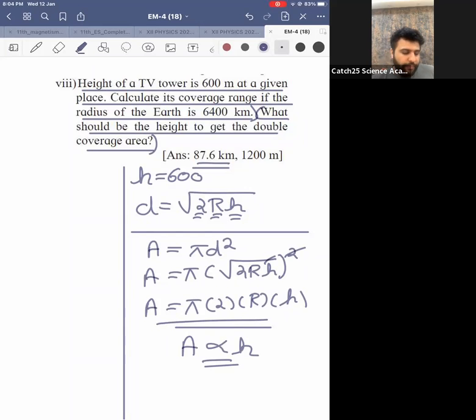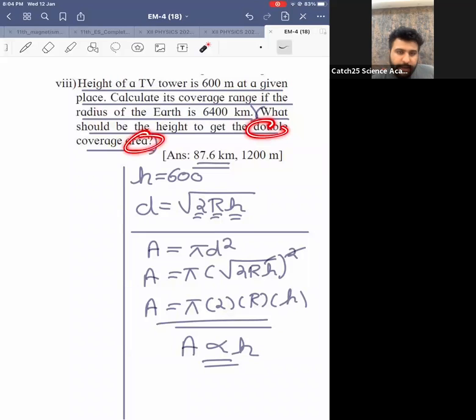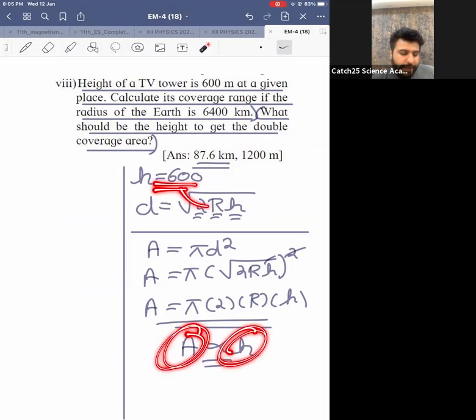I proved it also. Therefore, if I want double the area, can I say I have to have double the height also? Because area is directly proportional to height. Therefore, if I want double area, can I say I have to get double height also? Therefore, what is the height given? 600. Can I say to get double area, height also has to be double, which is 1200. Can I say the second part of the question becomes theory question? Because if I want double area, height also has to be double.